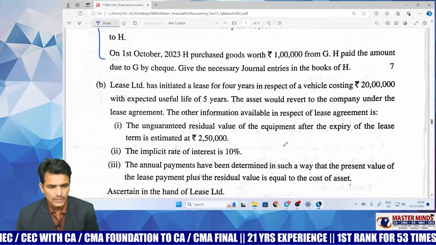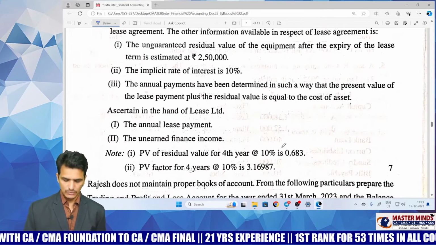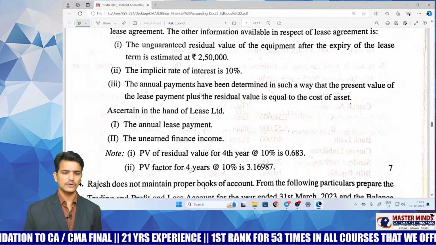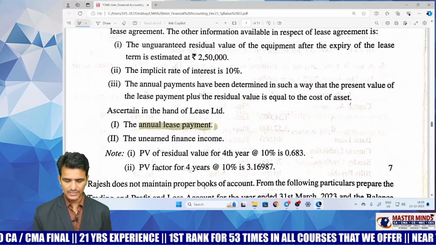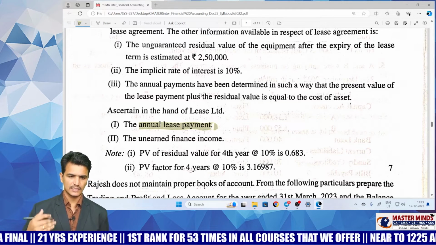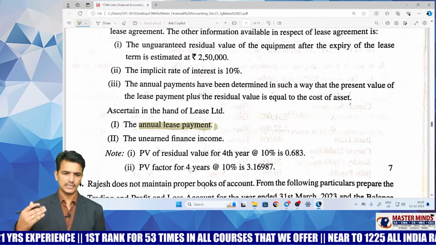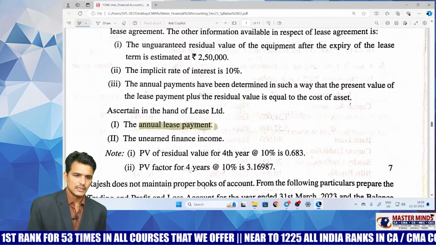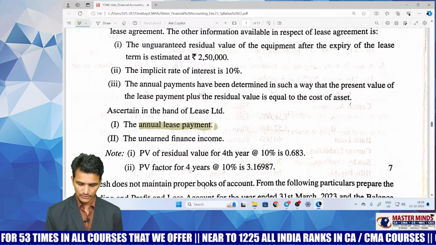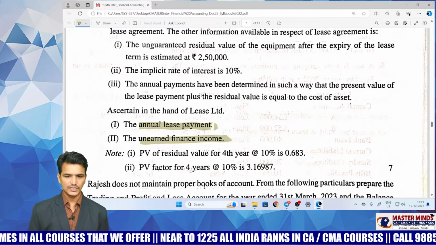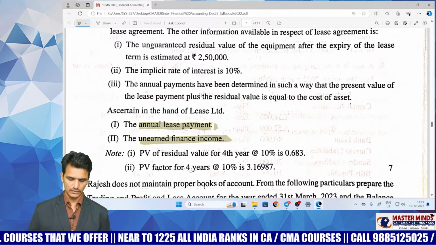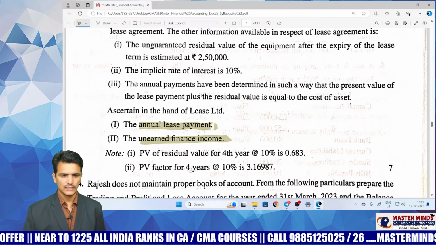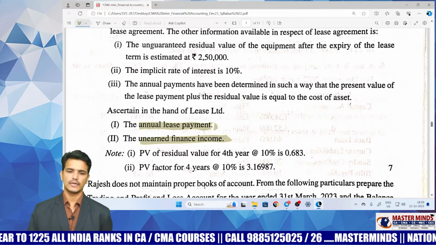Next, question number 3b is related to AS 19, that is accounting for leases. In this question, they are asking you to calculate the annual lease rentals. In the majority of the problems in our material, either in the study material or the MTP material, the annual lease rentals are directly given in the question, but in this question they are asking you to calculate them. After calculating the annual lease rentals, they are asking you to calculate the unearned finance income. Calculating annual lease rentals is not a big task when the rate of interest is given. After calculating the annual lease payments, you have to calculate the unearned finance income.